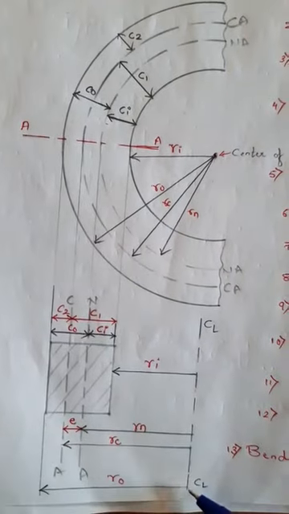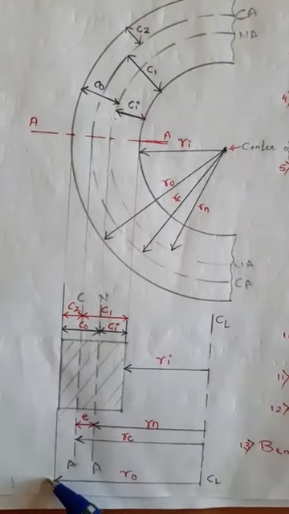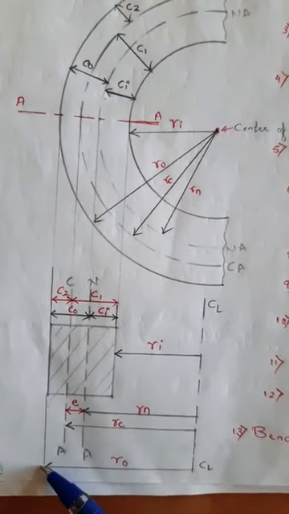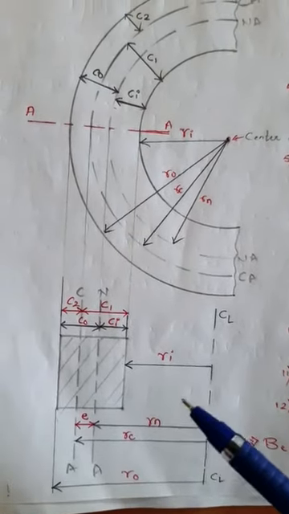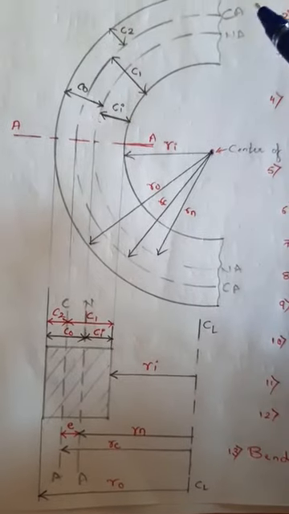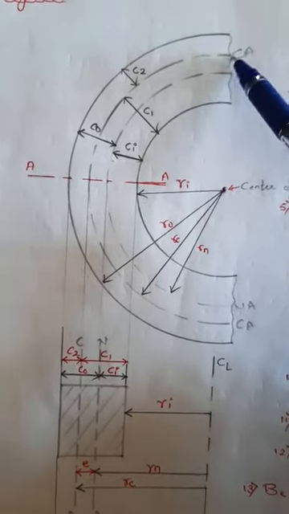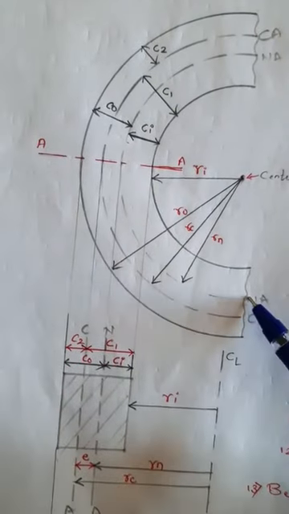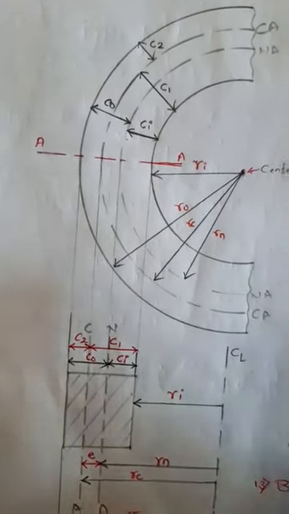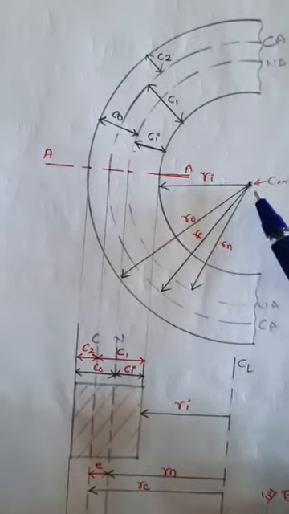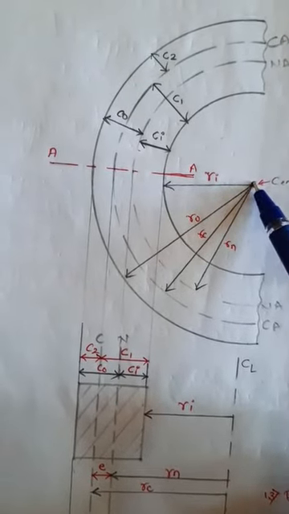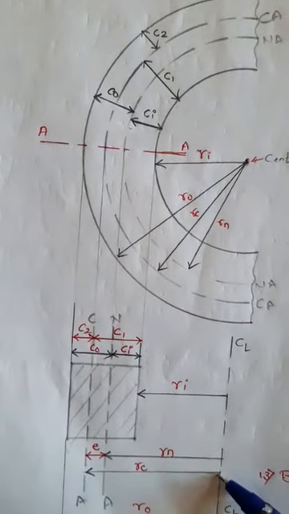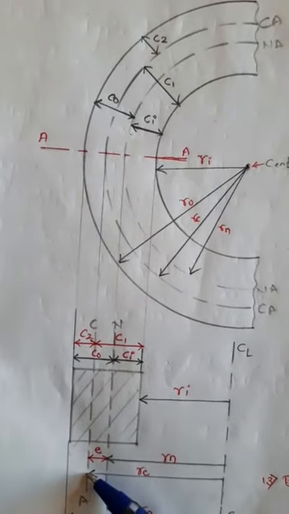So this can be represented on a section. So this is the Ro, the distance from the center of curvature to the outermost fiber. Then a curved beam has two axes. Those are the centroidal axis and the neutral axis. The radius of the centroidal axis is called Rc. This is the Rc.